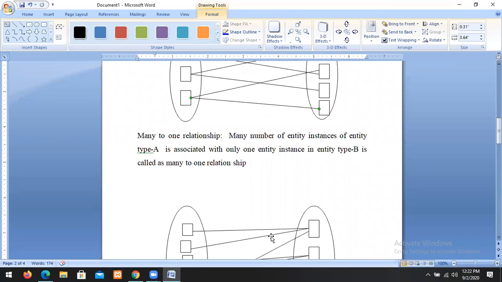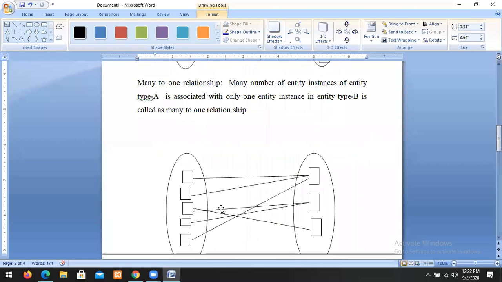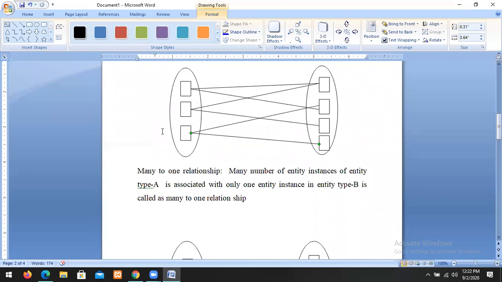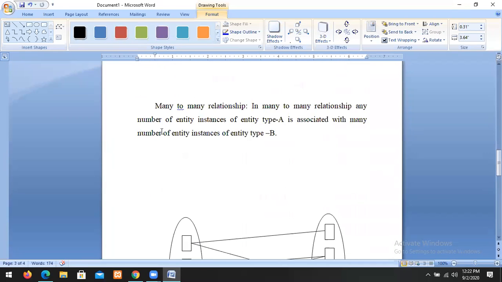Similarly, many to one. What is many to one? Many entity instances of entity type A are associated with only one entity instance of entity type B. That is the reverse of one to many. Then what is many to many? In a many to many relationship, many entity instances of A are associated with many entity instances of entity type B. So like this, we have four types of relationships. This is called the cardinality constraint.